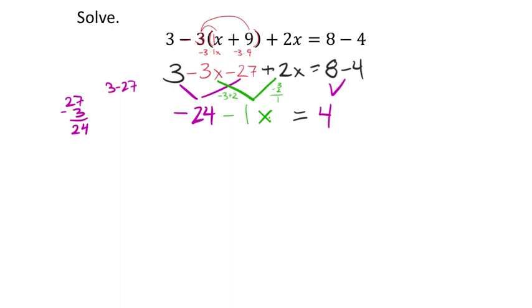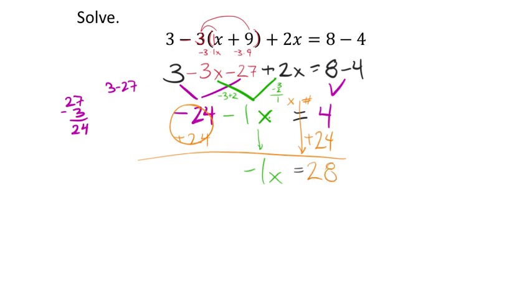So from here, we did all the distribution, and then we did all the combining like terms, which means that we're at principles of equality. I've already got my x's on the left, all of them, and I'll need to put all my numbers on the right. Negative 24, I do not want with that negative 1x. So I'm going to have to add 24. If I do it to one side, I must do it to the other side as well. So that's going to zero that out. We drop the negative 1x's, which equals 4 plus 24 is 28.